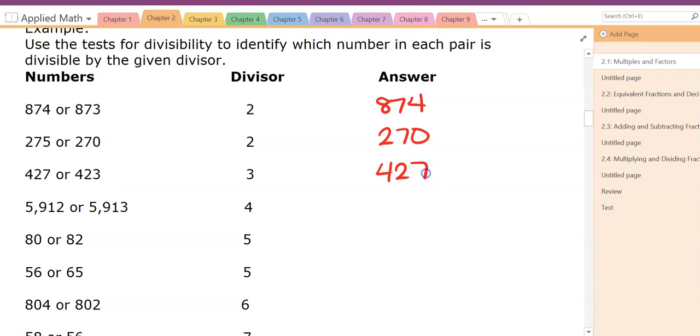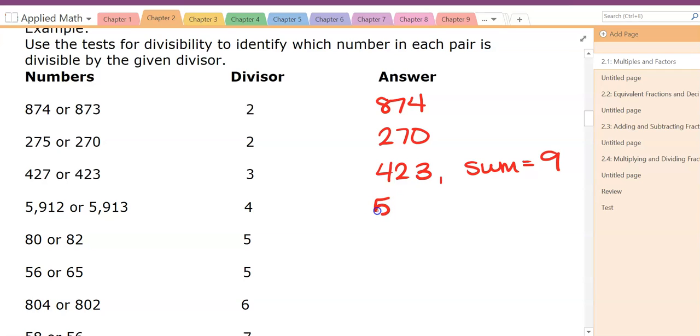427? Why? The sum of the numbers is divisible by 3? Because if we take... Are you sure? Should be 423. Because this one, if you add, the sum is 9. You don't get 9 for the other one. You get, let's see, 13. 13 is not divisible by 3. How about the next one?